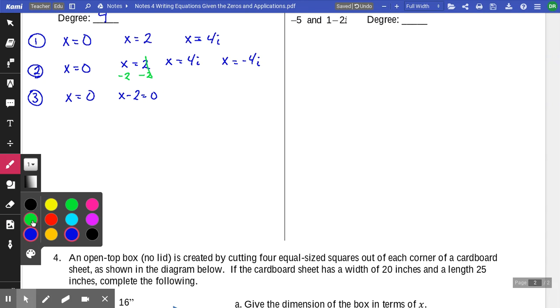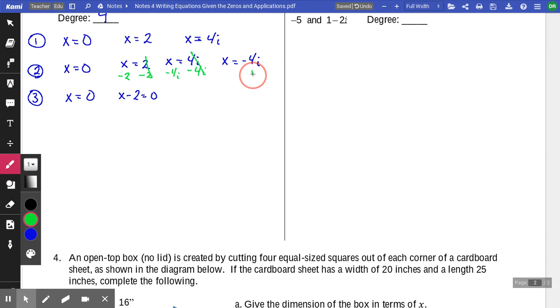And then the other two cases, same idea. This to cancel over here, we need to subtract 4i. So we'll also subtract 4i on that side. And to cancel here, to cancel this negative 4i, we need to add 4i to cancel. And so we'll add 4i on this side as well. And what's that give us? So here we get x minus 4i equals 0. And x plus 4i equals 0. Okay. So there's our four equations. They all equal 0.